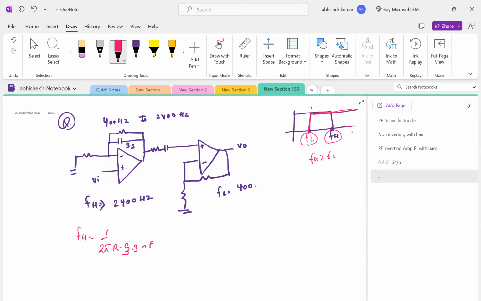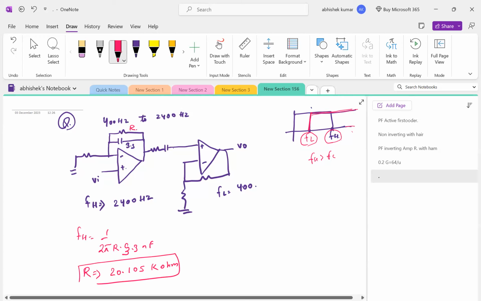You would be getting, if my calculation is not wrong, around 20.105 kilo ohm for this resistor. Since gain is not given, we cannot find this value. We can assume any type of gain.